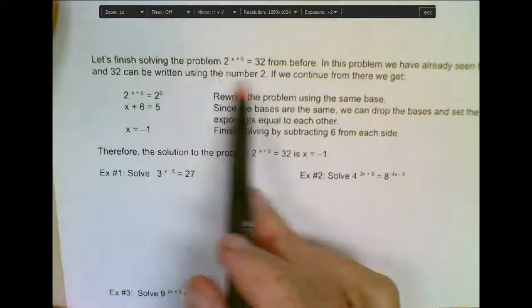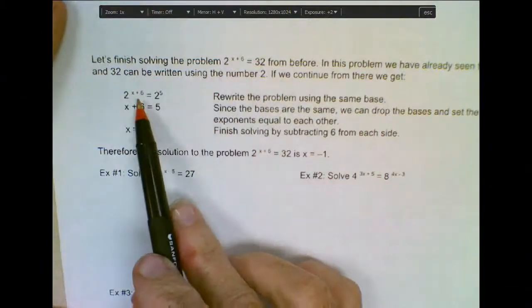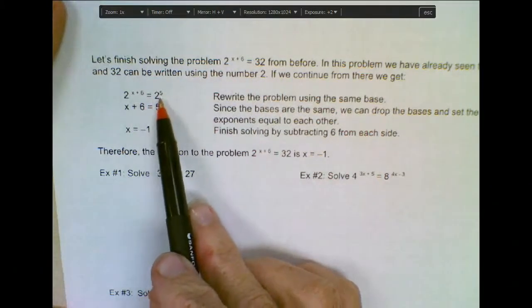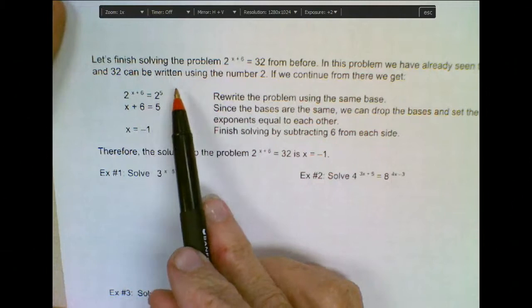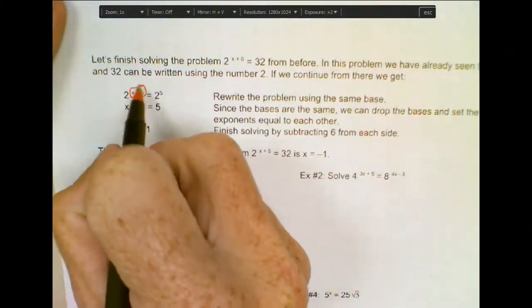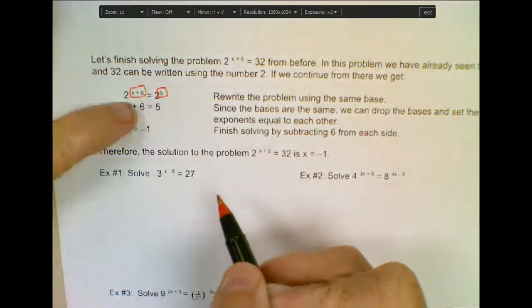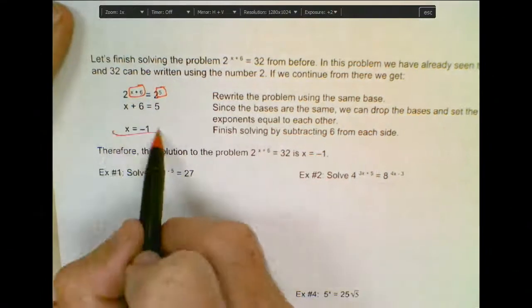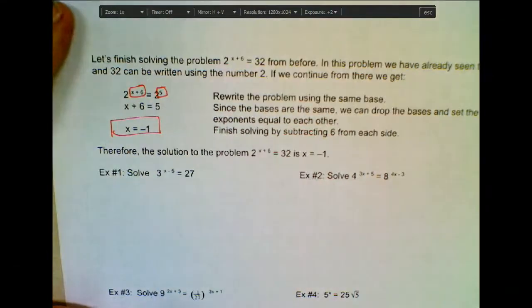Okay, so here's our problem that we just did. We changed that 32 to 2 to the 5th. Then we can set them equal to one another. Now we have these, x plus 6 and 5, that we can set equal to one another and solve. And you do indeed get x equals -1, and we already checked that, so we already know that it's true.